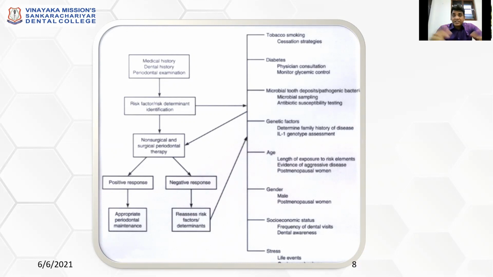And on re-evaluation, if the patient doesn't have a positive response, if the inflammation is not subsiding, then reassess the risk factors. Ask the patient again whether the smoking has reduced, or if he is diabetic, whether it is under proper glycemic control. Then you go for surgical periodontal therapy.